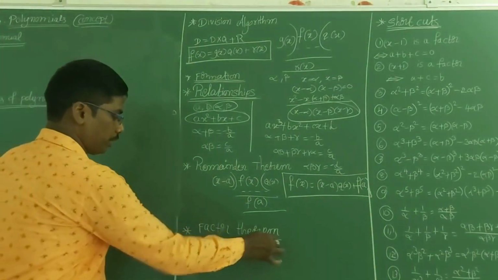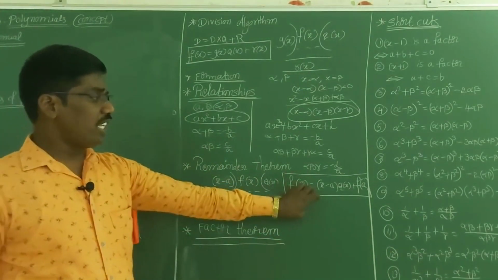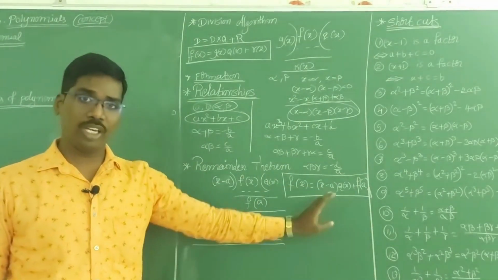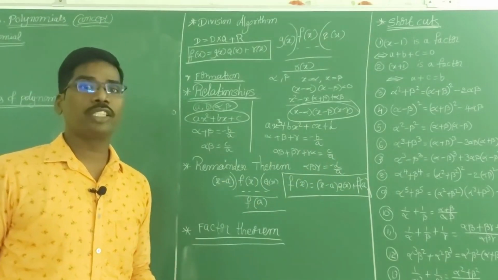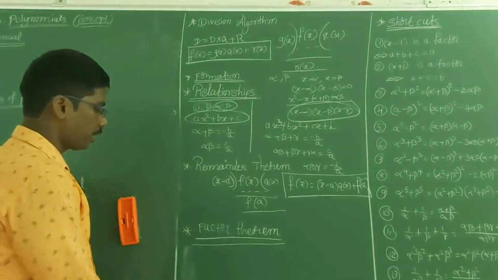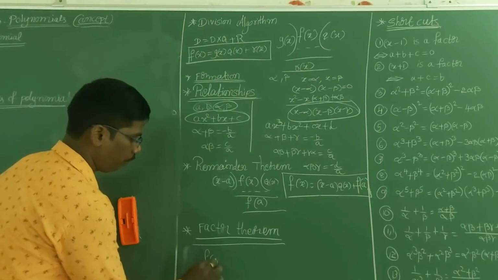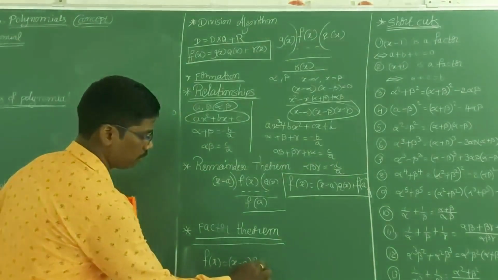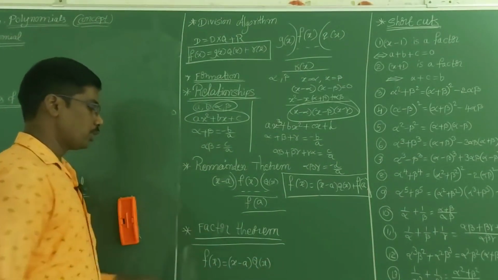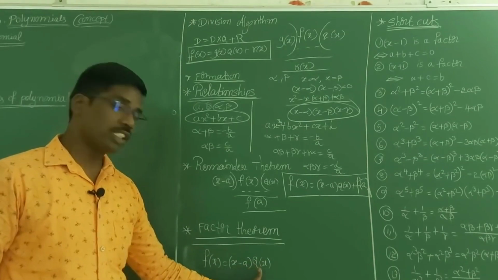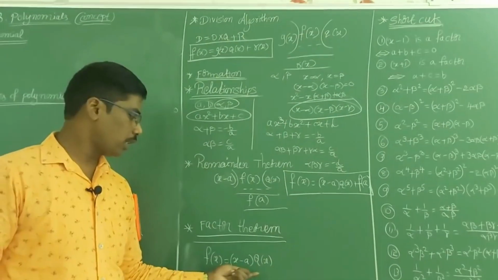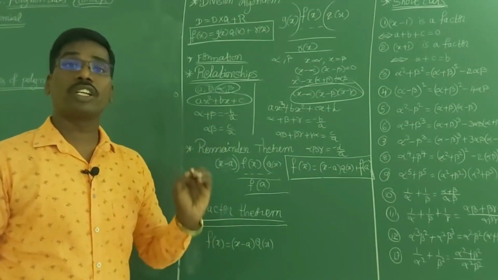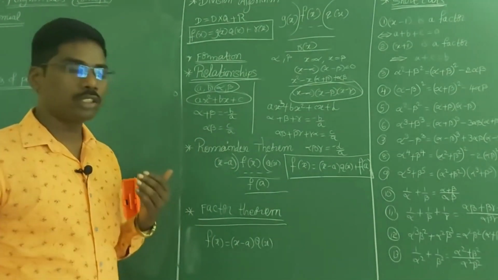Now, factor theorem. In this remainder theorem, if remainder is 0, then we can say that is factor theorem. Means f of x is equal to (x minus a) into q of x. See, these two are factors of this one. So this is multiplicand, this is multiplier, and this is product. So these are the factors. Now, relating to this one and this one, we are getting so many bits. How will they ask? Let us see.